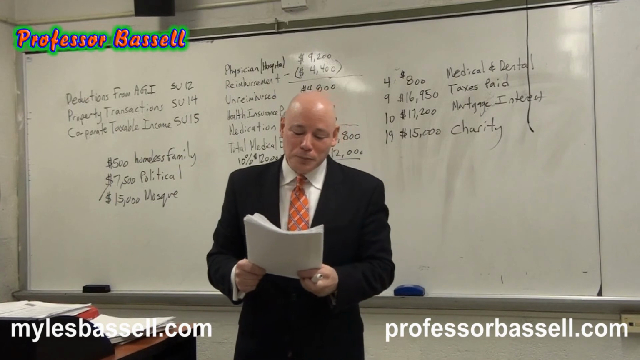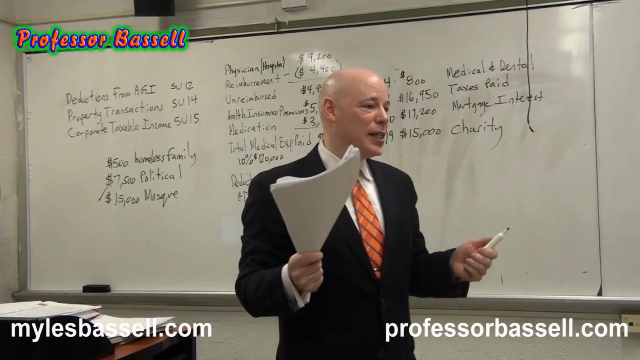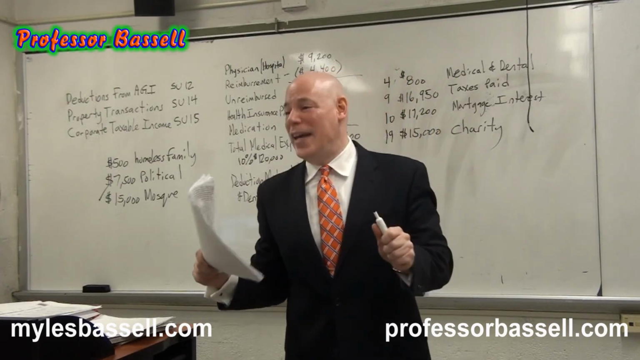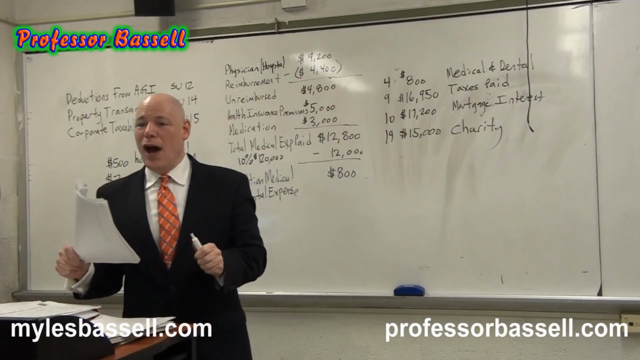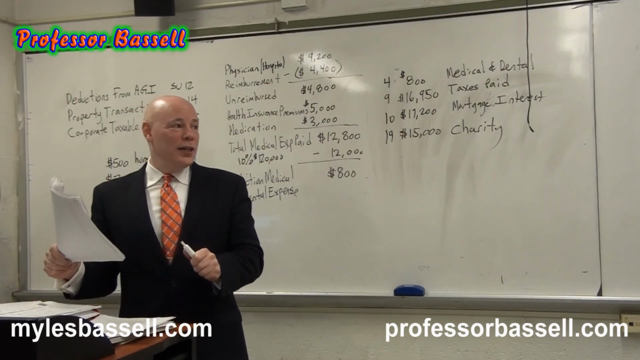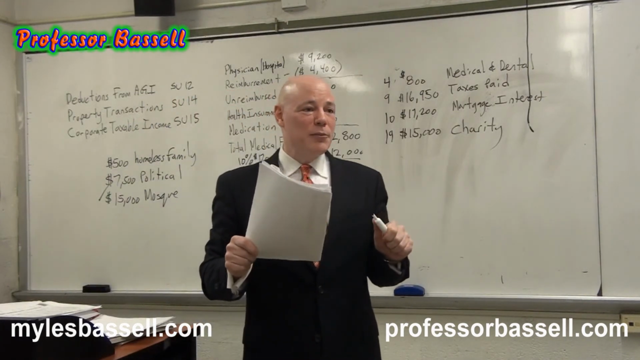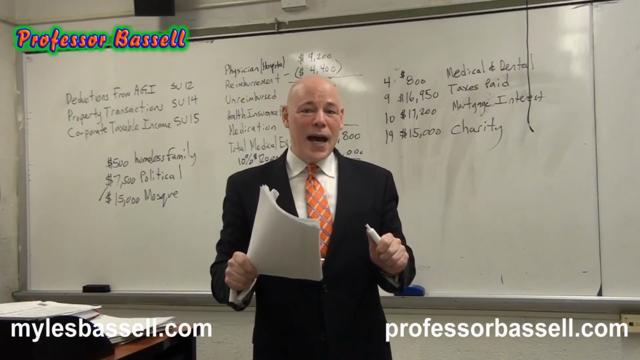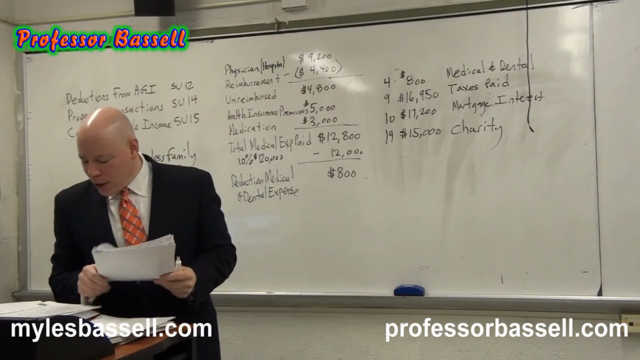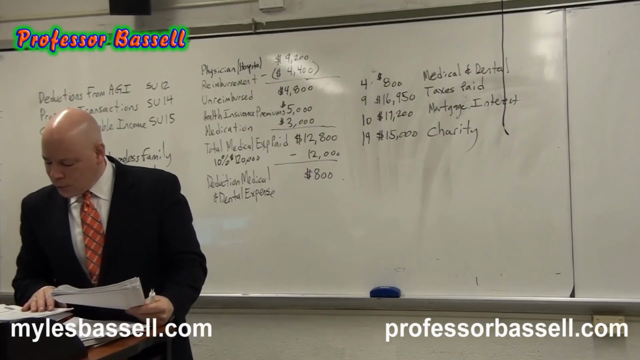For casualty and theft losses, the floor is 10% of AGI. So how much is 10% of AGI? 12,000. And how much is their qualifying out-of-pocket expense? 2,000. So they can't take a deduction for their loss. So on line 20, we put 0.